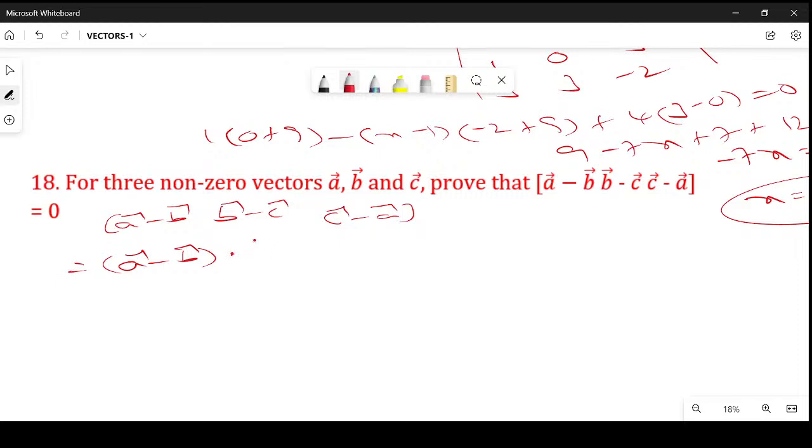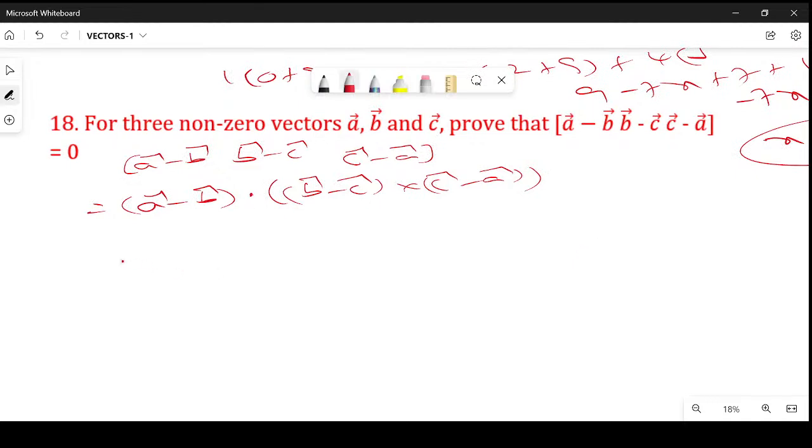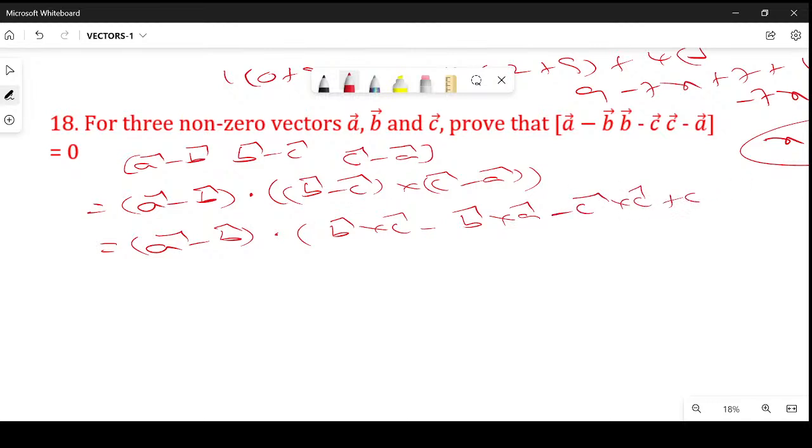I'm using dot. I can write b bar minus c bar cross c bar minus a bar. This I can consider, I have taken the scalar triple product. Then I will expand this one. I can write a bar minus b bar dot b bar cross c bar minus b bar cross a bar minus c bar cross c bar plus c bar cross a bar.